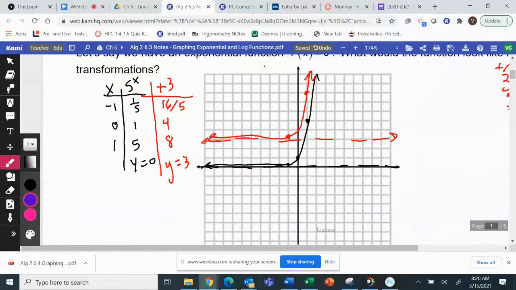So the red one we've already done. I'm not using this anymore. I'm just using the original black points. And to reflect in the y-axis, we'll multiply the black points by -1. And I'll be graphing 1, 1/5, 0, 1, -1, 5. So when I graph these, where is my asymptote?